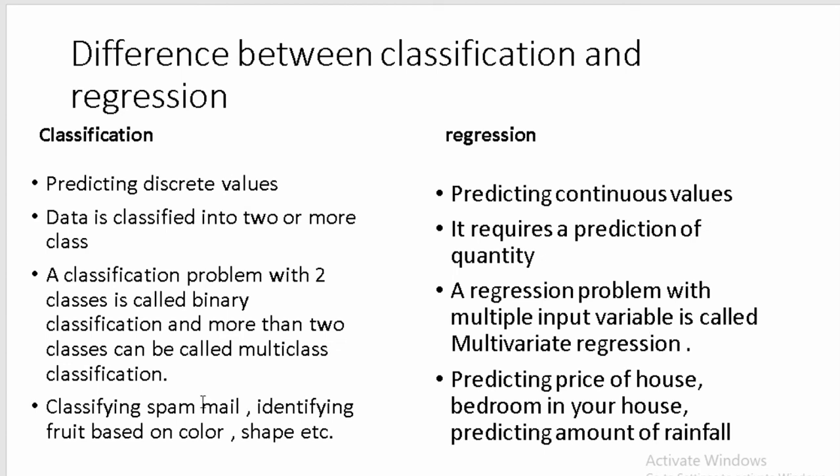The main example of classification is to classify mail as spam or not. Identify the fruit based on color, shape, etc. And these are the examples of classification. And what about regression? Suppose we want to predict the price of a house or number of bedrooms in a house, or predict the amount of rainfall obtained this year. These all will give an output value in numeric form. So these all are examples of regression.